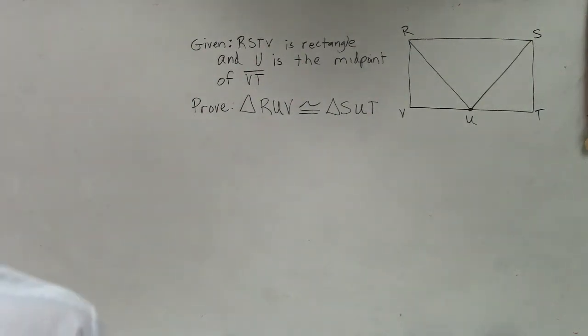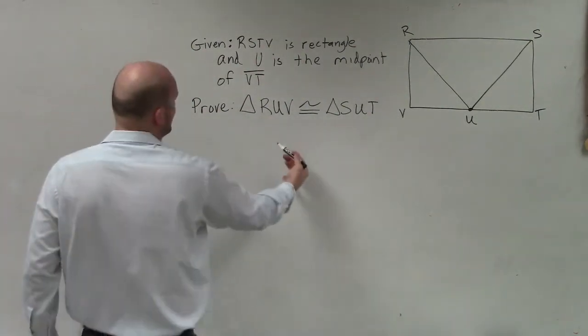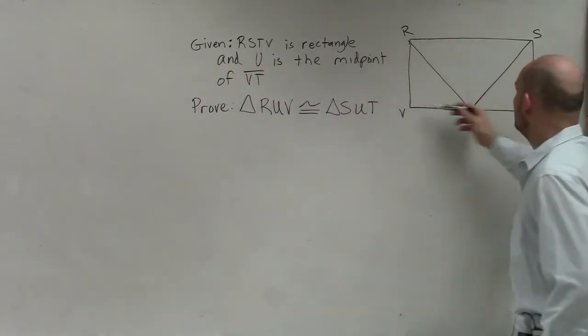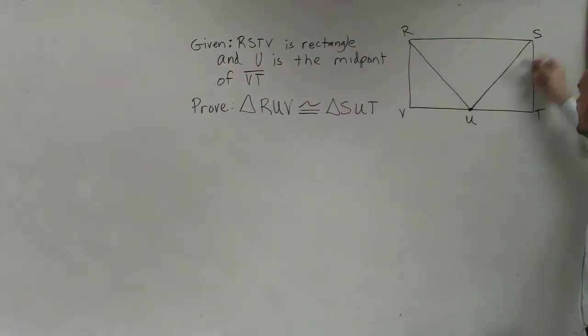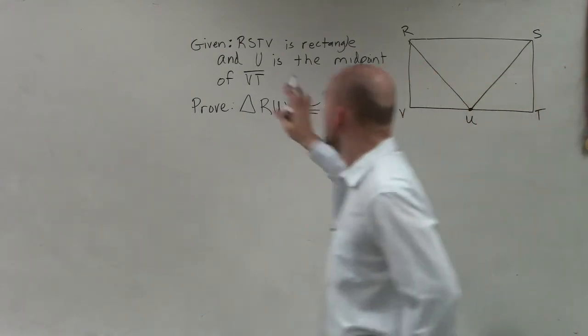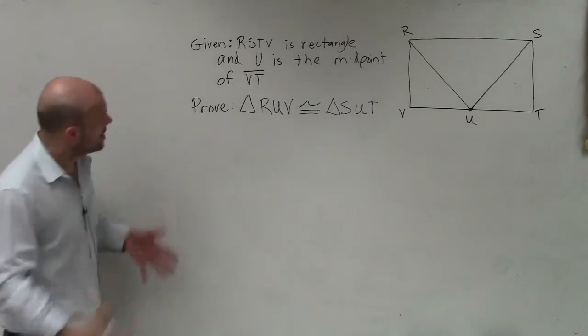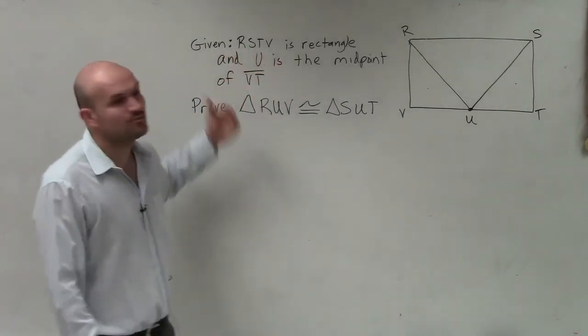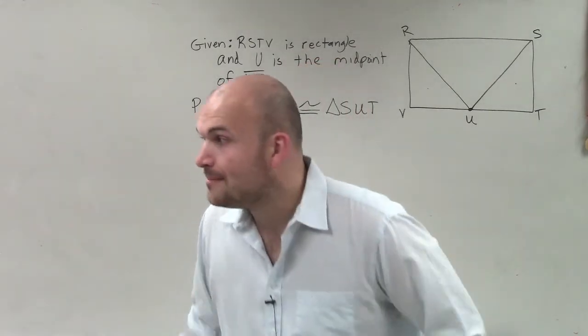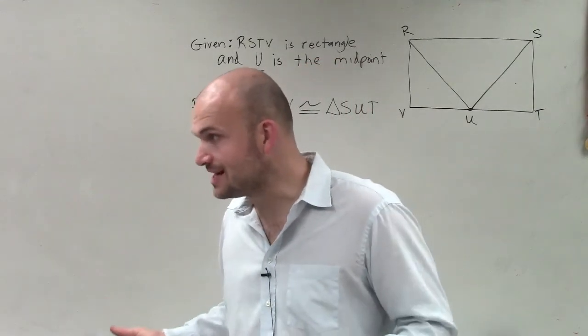So in this example, we need to prove that triangle RUV is congruent to triangle SUT. So RUV is congruent to SUT. This triangle and this triangle. Now, they want us to write a two-column proof. And what they do tell us is RSTV is a rectangle. That is awesome, because once we know it's a rectangle, remember all those characteristics we wrote down last class period?